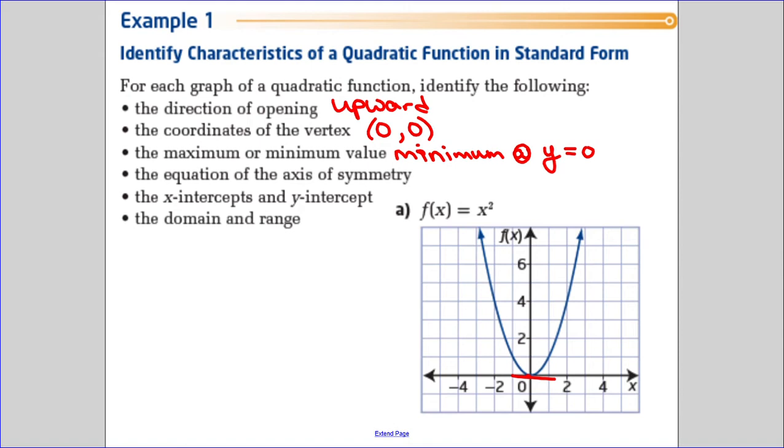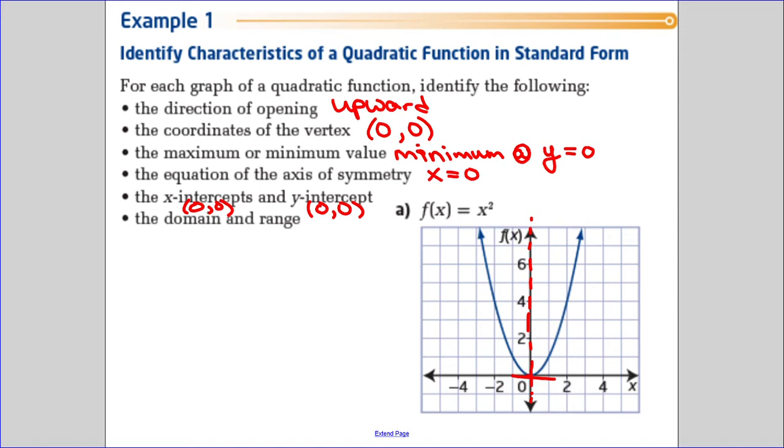The equation of the axis of symmetry, what cuts it in half? Straight through here, it looks like it's at x equals 0, which is always going to be our p value, or the x-coordinate of our vertex. X-intercepts and y-intercepts: in this case, this only has one root. It has one x-intercept, at 0, 0, and in terms of its y-intercept, it also crosses the y-axis at 0.